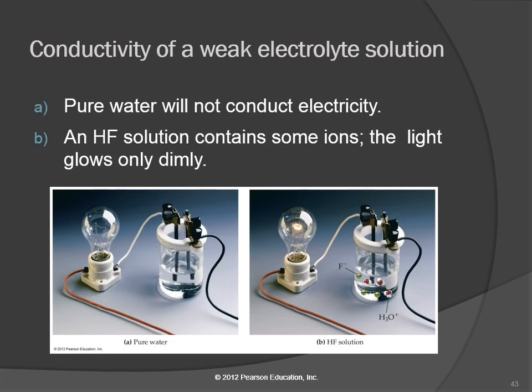Weak acids are weak electrolytes. So here we have the pure water with the light bulb again. We put the same amount of HF in as we put HCl in. We only get a weak glow in the light bulb because it doesn't make as many ions. A lot of this is HF, the molecule, which is not going to help conduct electricity.